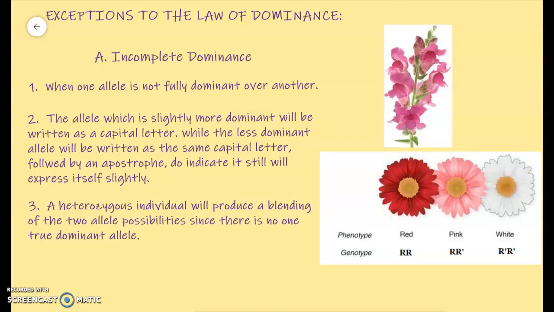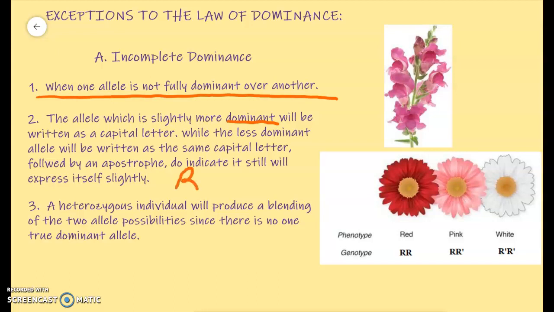This type of inheritance pattern is expressed when one allele is not fully dominant over another. That means that you're going to have an allele that might be a little bit dominant, but isn't quite powerful enough to completely mask and hide the one that is slightly recessive. So that's what I mean by this statement right here, when one allele is not fully dominant over another. So now as a result, the allele that is slightly more dominant is going to be written as a capital letter like we're used to. So for example, I can write a capital R for red.